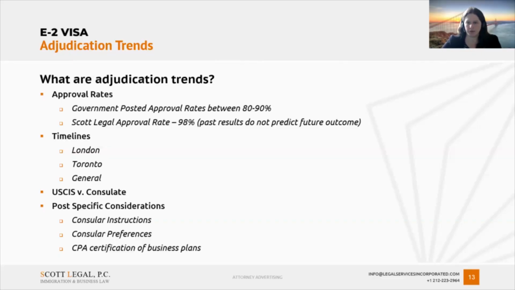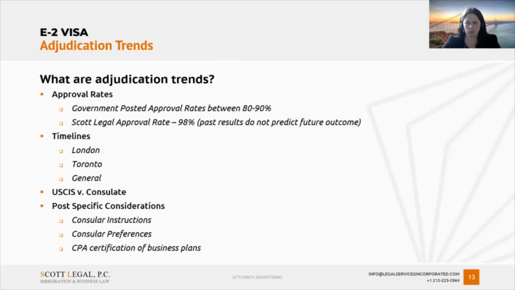I do tell people when you're thinking about an E2 timeline, you want to be thinking in months, not weeks, just because it can take some time, of course, to get the E2 documents together. And then once you submit to the consulate, most of them have a review time of at least a few weeks. And then appointment availability will vary.